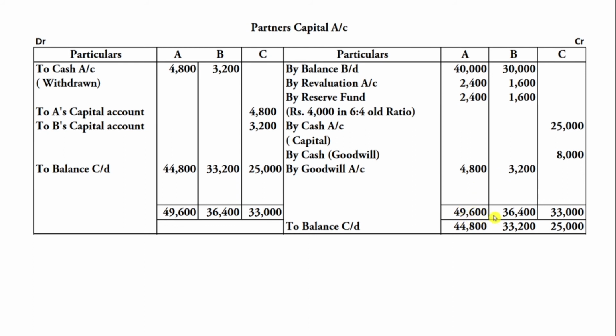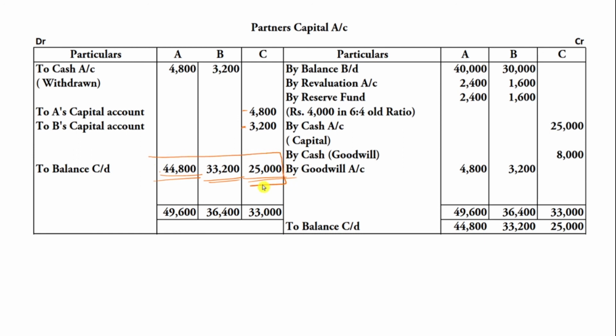That will make 49,600. Okay, next for B, 30,000, 1,600, 1,600, 3,200, 36,400. Okay, next 25,000 plus 8,000, that will make 33,000. Now you need to subtract the debit side amount. So A is withdrawing 4,800 and B is withdrawing 3,200, the goodwill. So just subtract 49,600 minus 4,800, that will make 44,800, and again same here. If you subtract 36,400 with 3,200, that will make 33,200. Again subtract 33,000 minus 4,800 minus 3,200. Again the capital will be the same, 25,000.